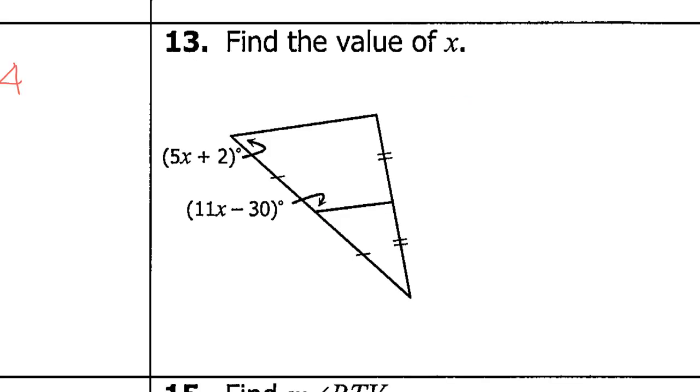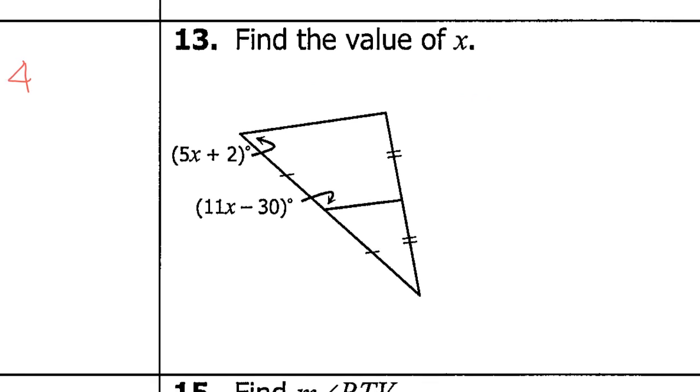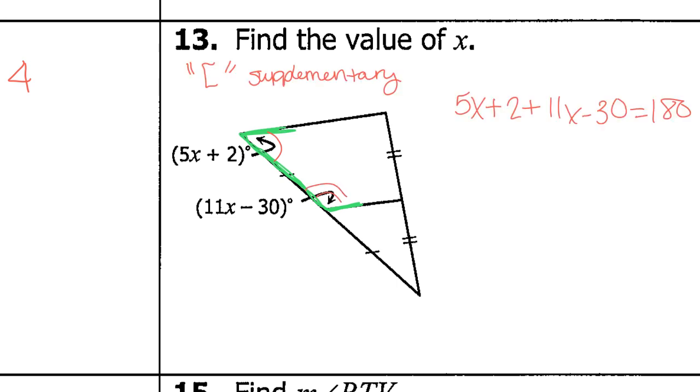So here, these two angles are what's called same side interior. And you know you have same side interior because it kind of makes a C shape, the letter C. So when you have that situation, those are supplementary. It means that they add up and equal 180. When you solve, you should get x is 13.